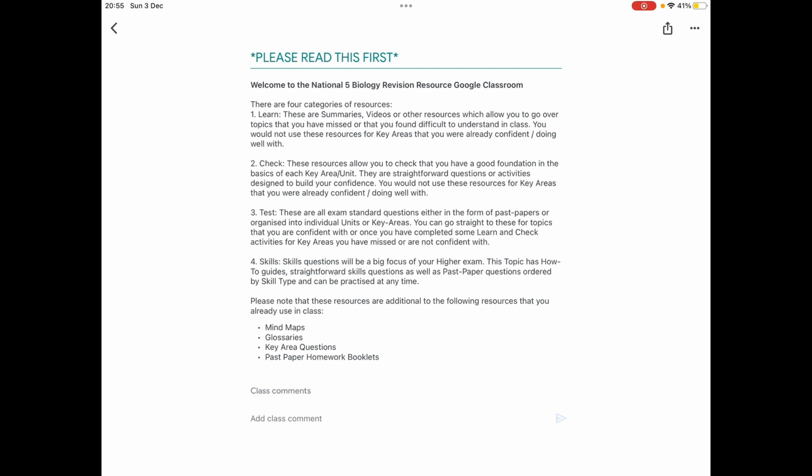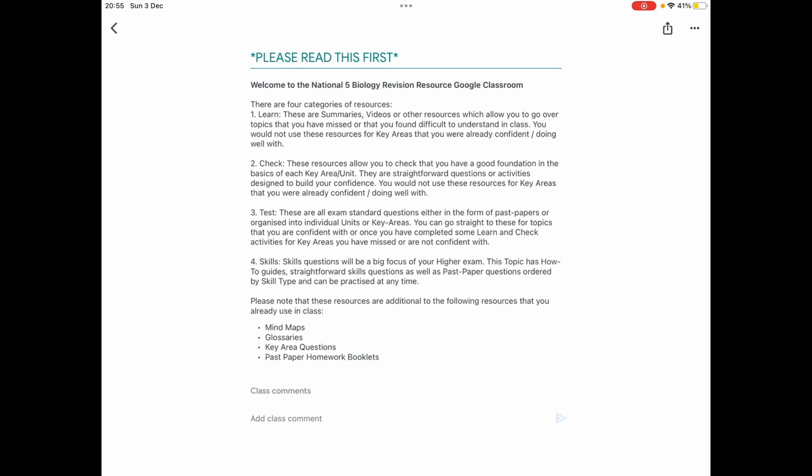It's the same with check. Check are simple, straightforward questions or ways of testing your knowledge at a kind of C level, if you like. And again, these are straightforward questions and activities designed to build your confidence. So again, if you've done really well in your Unit 1 assessments, then you wouldn't really want to do the check questions for those topics. However, if you were not confident with a particular key area, again, based on your assessment analysis, you would do a little bit of learn, a little bit of check, before going on to the test.